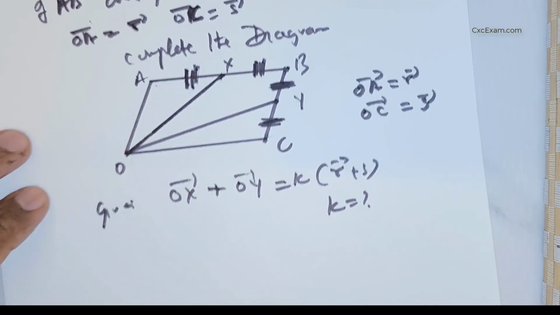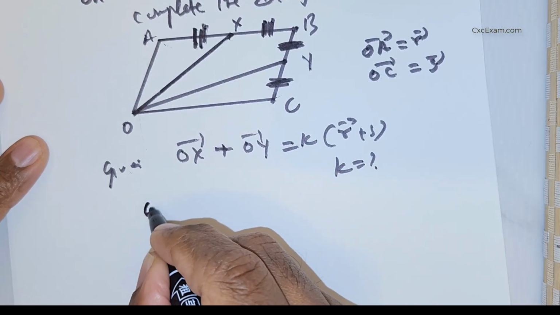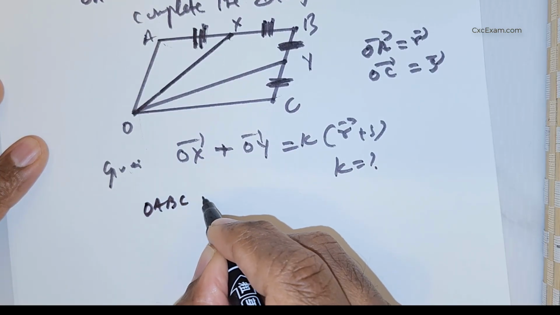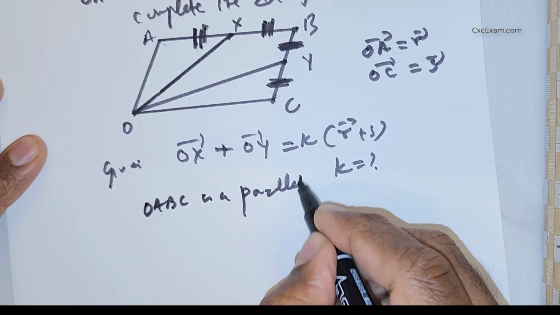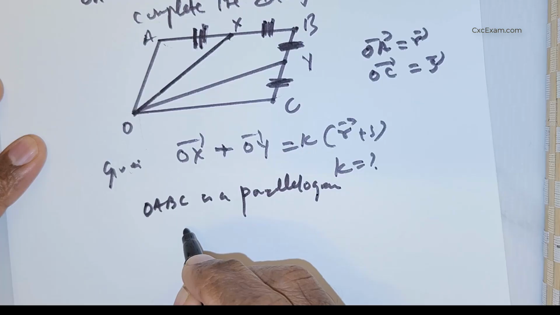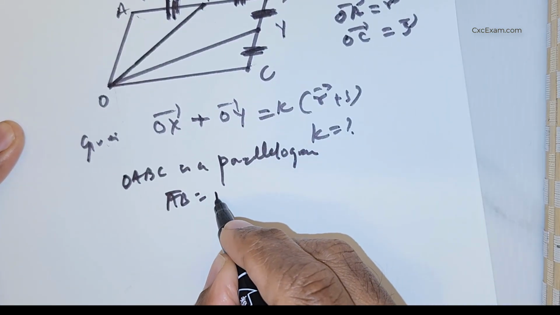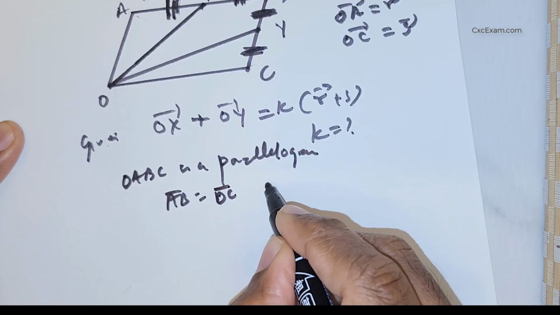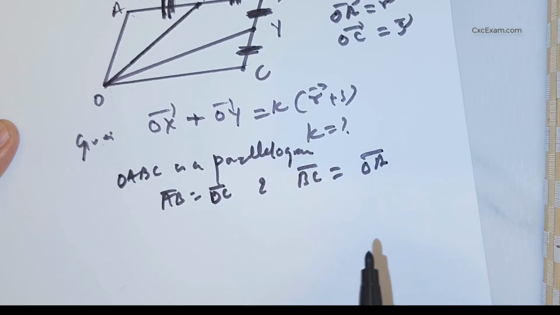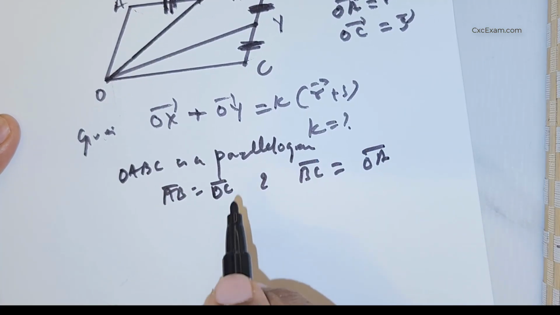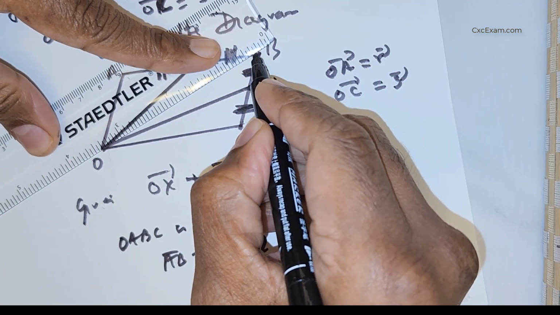Now there are a few things we need to observe here. OABC is a parallelogram. So that means the opposite sides are equal. AB is equal to OC and BC is equal to OA. Now what I wish to do is connect O with B.